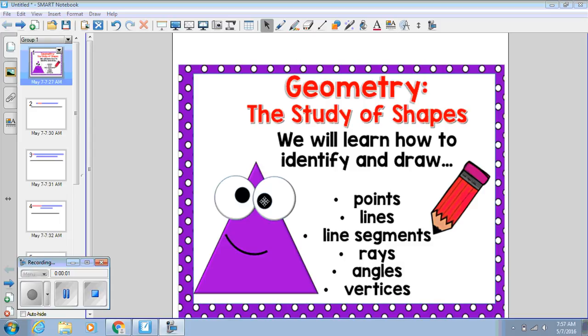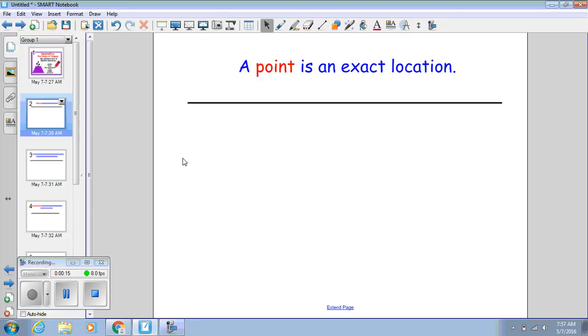Today we're going to learn about geometry, and geometry is the study of shapes. We will learn how to identify and draw points, lines, line segments, rays, angles, vertices, intersecting lines, and parallel lines. Let's go to the first word to know, and that is a point.